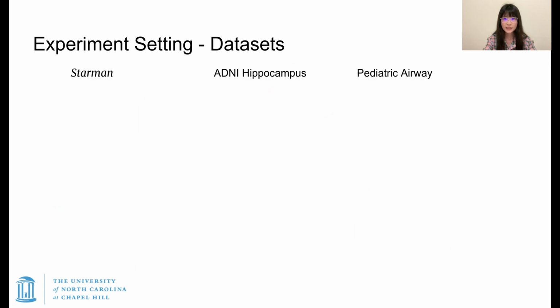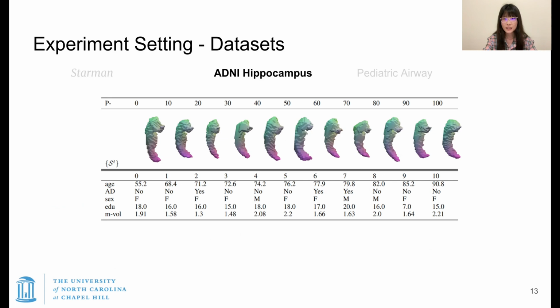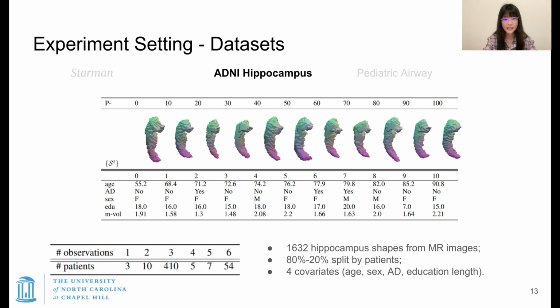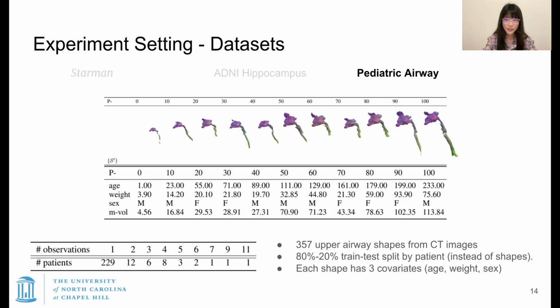We evaluate NAISR on 3 datasets: Starman, a simulated 2D dataset, the ADNI hippocampus dataset, and the pediatric airway dataset. In the Starman dataset, there are longitudinal observations for 1,000 Starman in the training and testing sets, respectively. Each Starman is associated with 2 covariates, controlling the movements of the arms and the legs. The ADNI hippocampus dataset consists of 1,632 hippocampi. Each shape is associated with 4 covariates: age, sex, whether this person has Alzheimer's disease, and educational length. The pediatric airway dataset consists of 357 upper airway shapes. Each shape is associated with 3 covariates: age, weight, and sex.